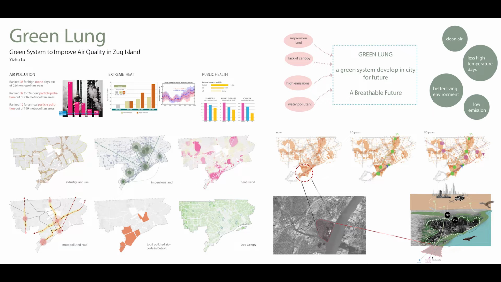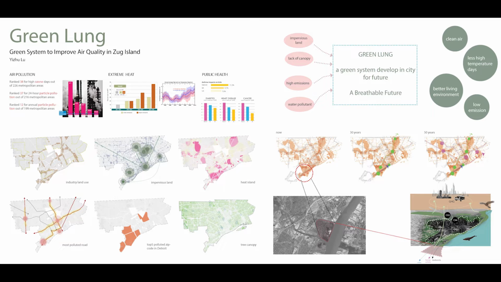The main problems are coming from the impervious land, lack of tree canopy, high emissions from factories, and other kinds of pollutants. So my goal is to develop a new green system there and create a breathable future.